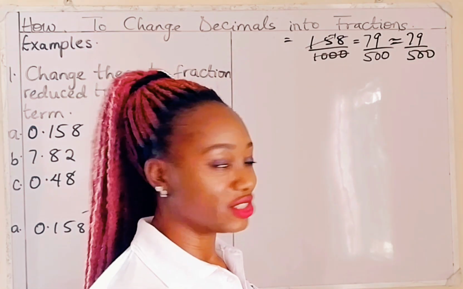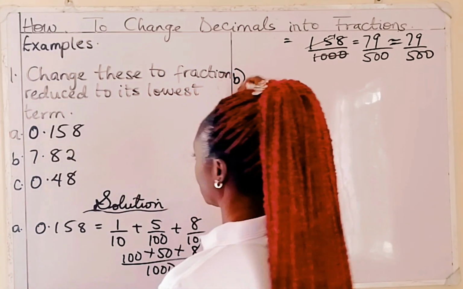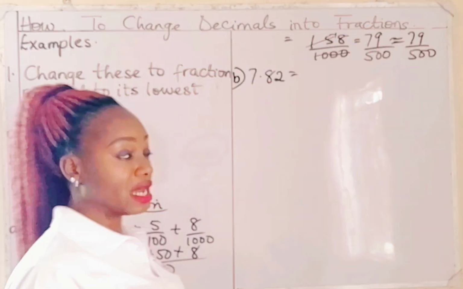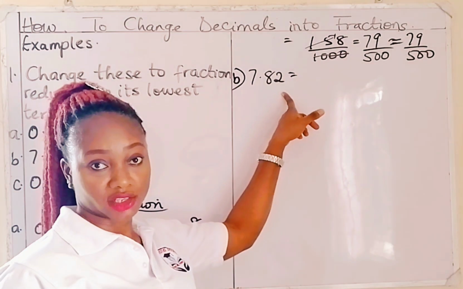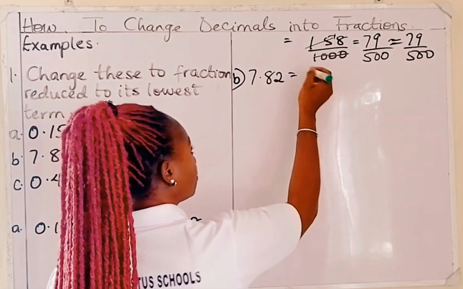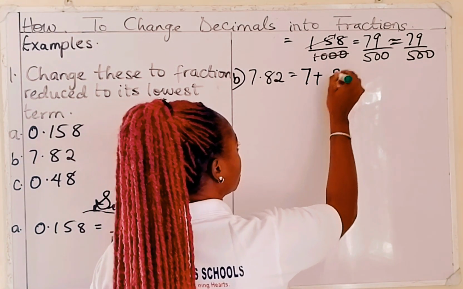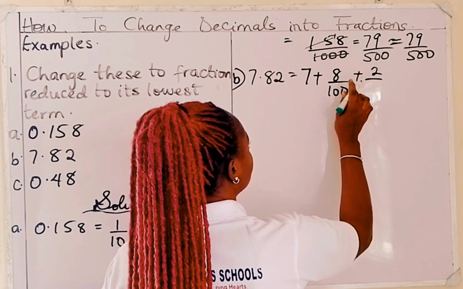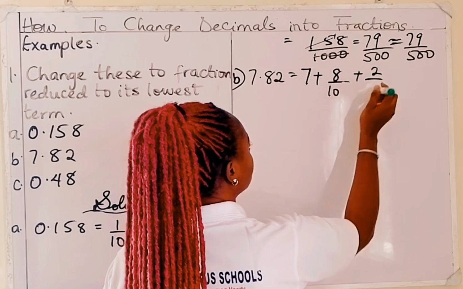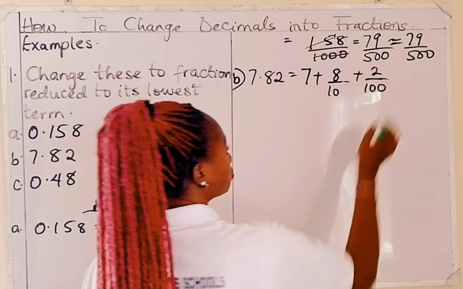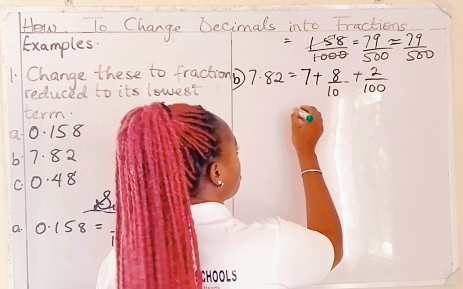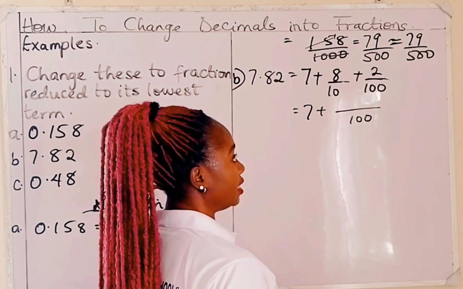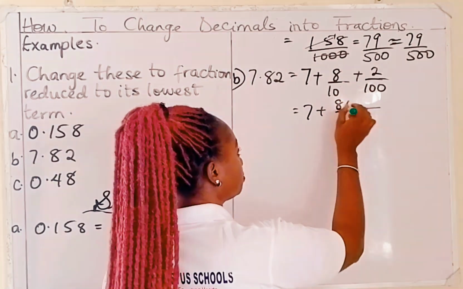Now let's get to the next question. The B part of the question says 7.82. This simply means that we have 7 wholes and some fraction, right? That's 7 plus 8 over 10 plus 2 over 100. Now this equals what? 7 plus 100 divided by 10 gives us what? 10. 10 times 8 is 80.